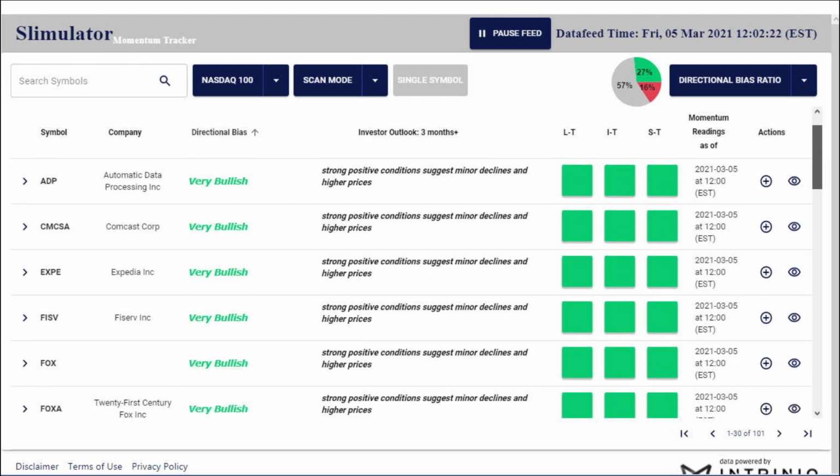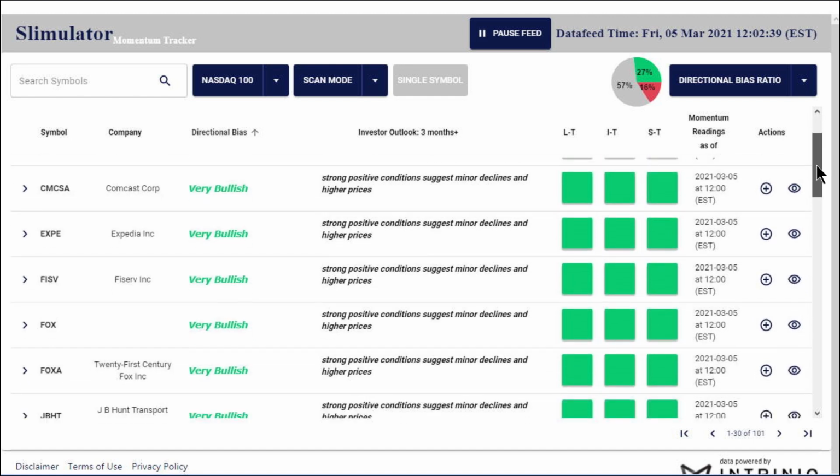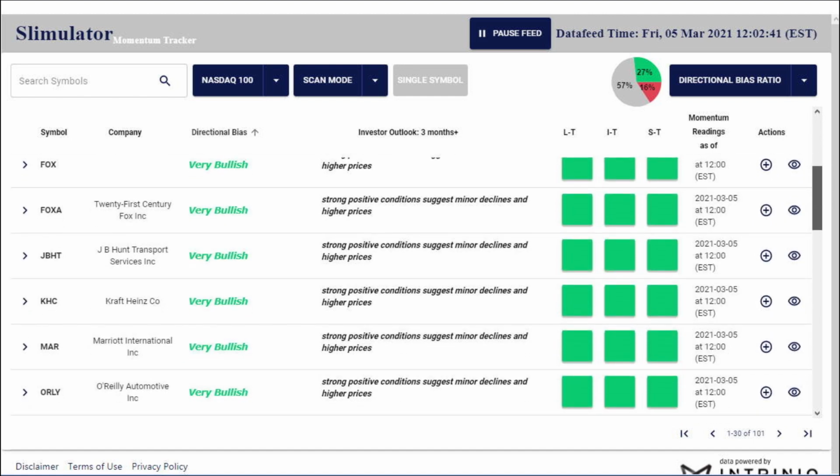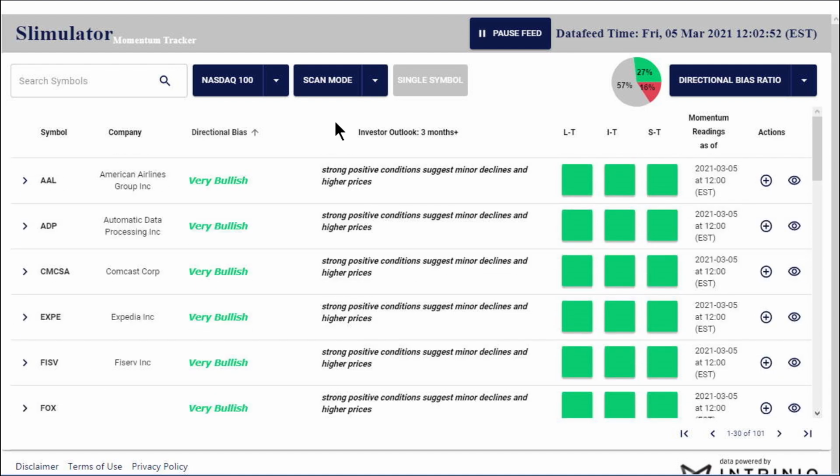If we just look at the top 6 right now, this shows you American Airlines, ADP, Comcast, Expedia, Fiserv, and Fox. All are very bullish. The next 4 below that would be Fox A, which is the same thing, JB Hunt, a transportation stock, Kraft, and Marathon. Marathon's been turning up. And you can see all 3 of these momentum conditions are very bullish.